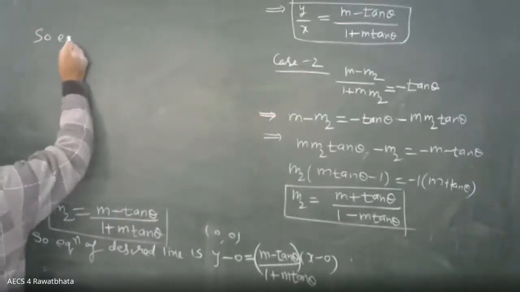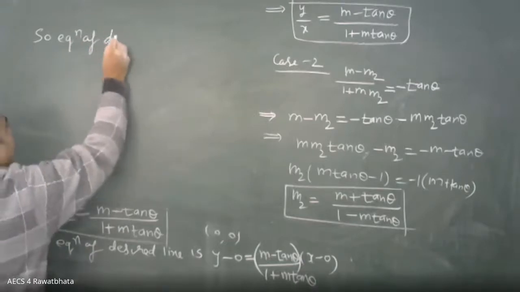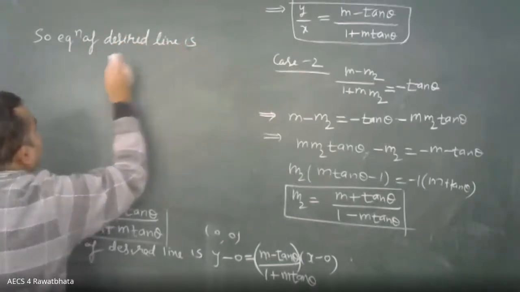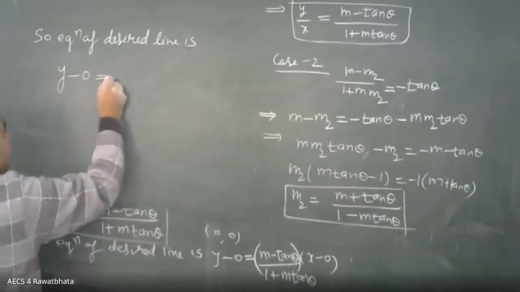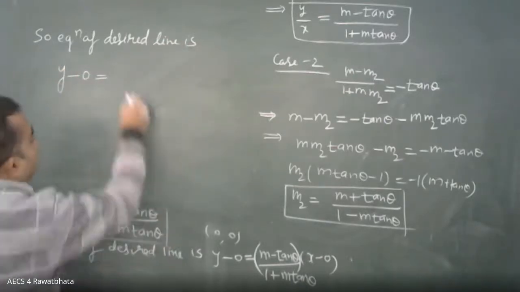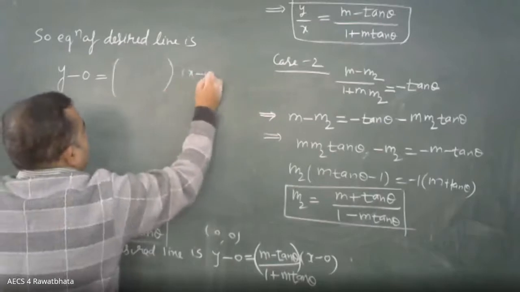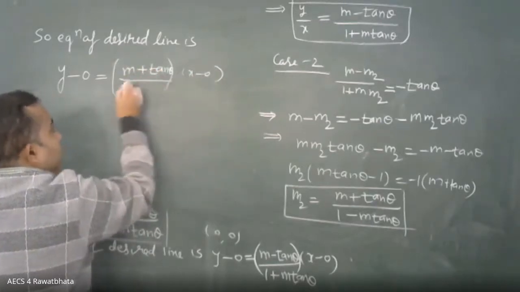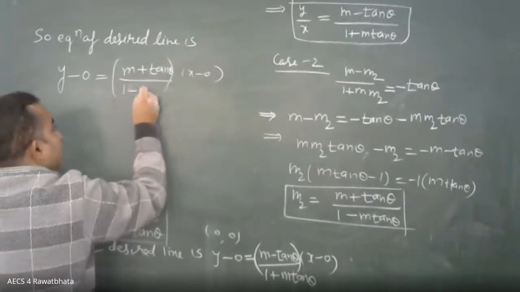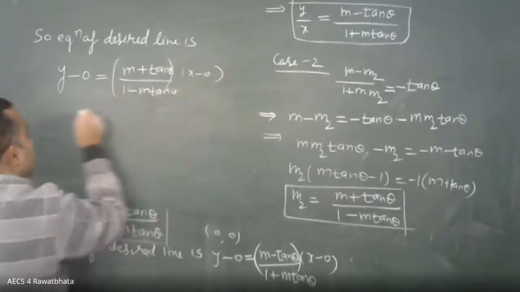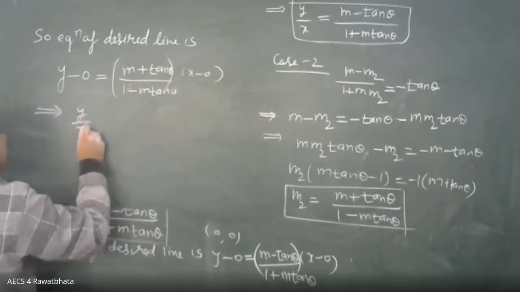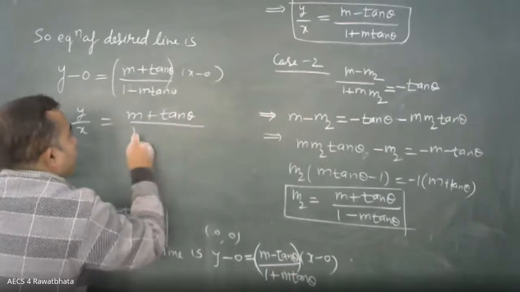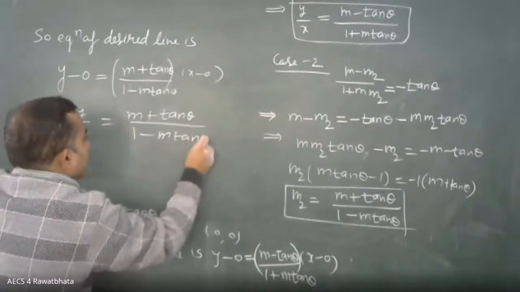Now the equation of our desired line can be written. The equation of the desired line is: y minus the point through which the line passes, 0 0, so y minus 0 is equal to m2 into x minus 0. So this will become y upon x equal to m plus tan theta upon 1 minus m tan theta.